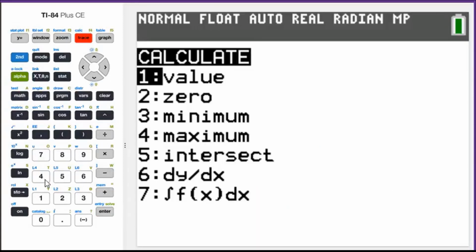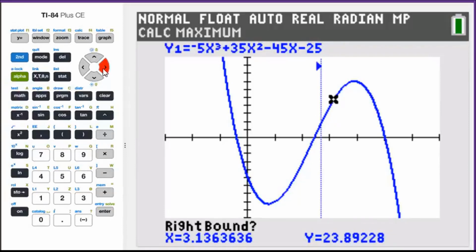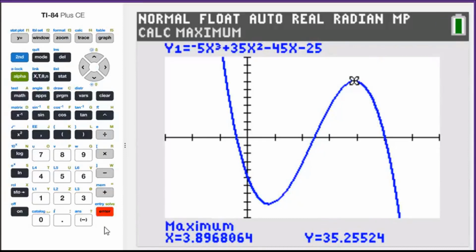So we go to second trace. I'm looking for maximum. That's a 4. Move the arrow to the left side, a little bit closer to that maximum value. So I put the enter. Then I go to the right side of this maximum value, put the enter. Enter again. Okay, that's how you get the zeros and the minimum and the maximum value of a polynomial. Make sure you set up the correct window. It's very helpful for you to get those values.